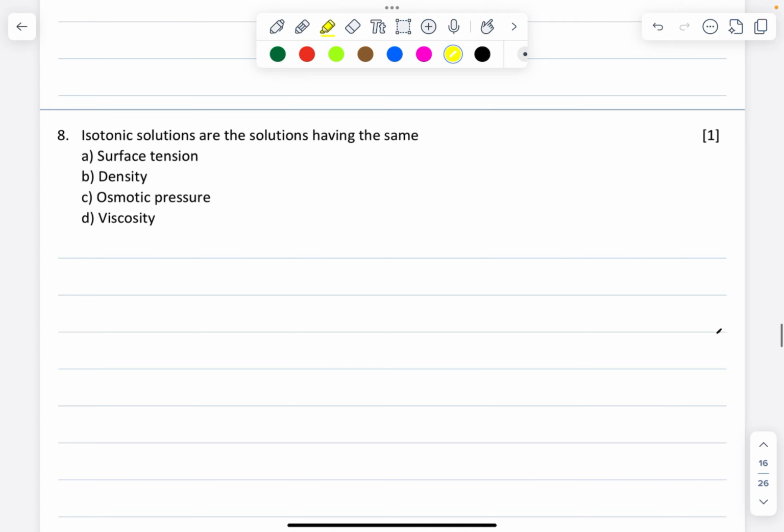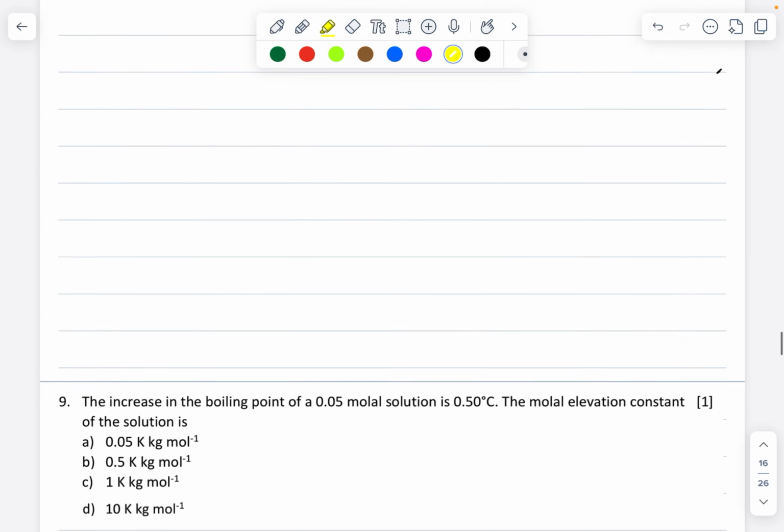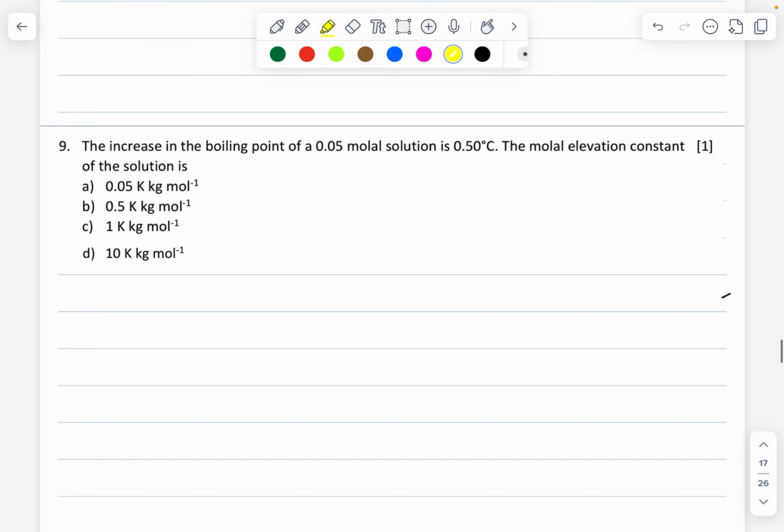Isotonic solutions are the solutions having the same osmotic pressure. Simple, right? Directly given in NCERT. The increase in the boiling point of a 0.5 molar solution is 0.5 degrees Celsius. The elevation in boiling point is 0.5 degrees Celsius, and the molal elevation constant is asked.